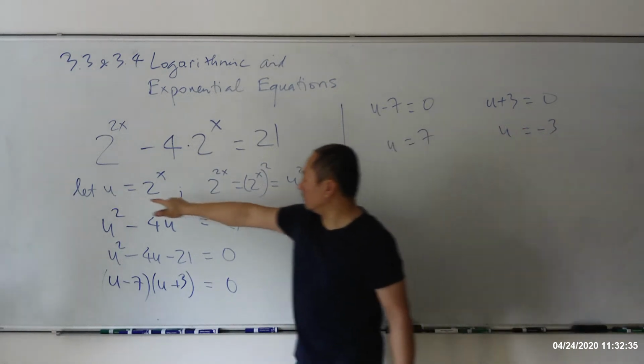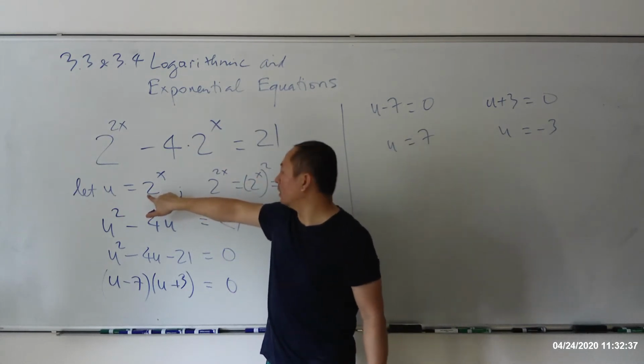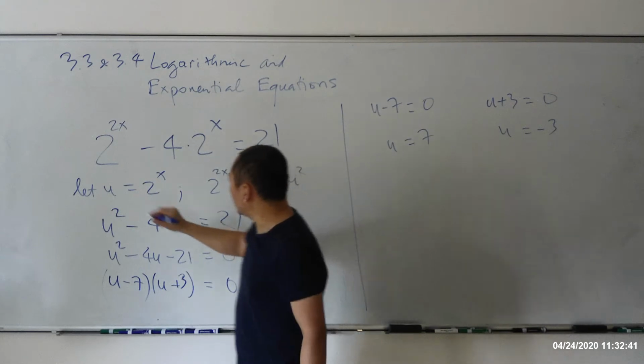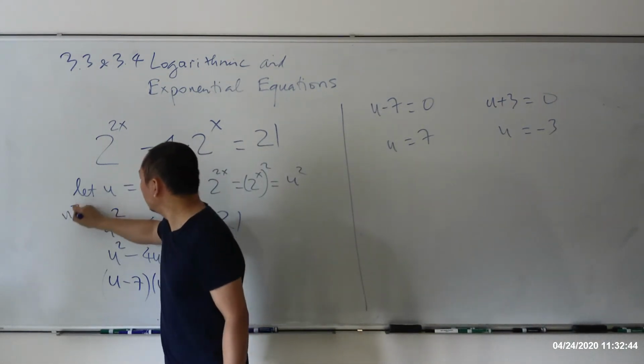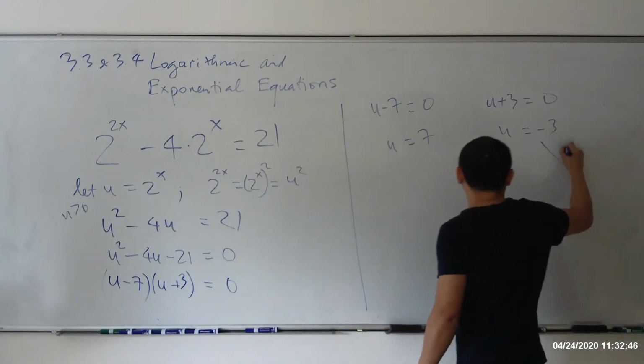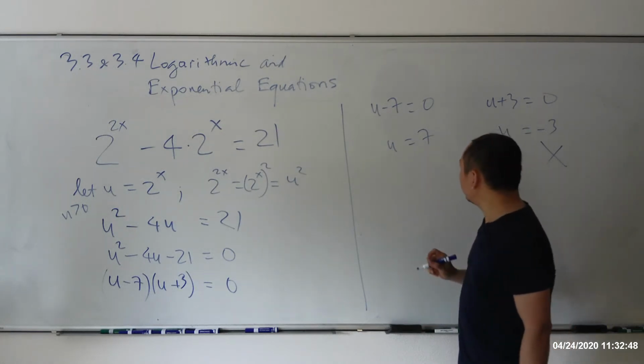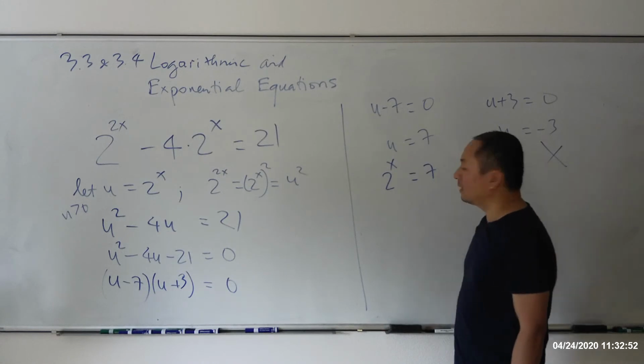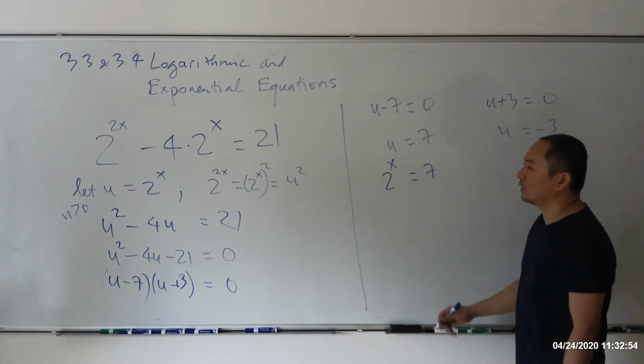Now, take a look. You let u equal 2 to the x. This will always be a positive number. So u will always be a positive number. This one won't work. This one is okay. So u equals 7 is okay. So 2 to the x equal to 7. Now you have to solve for x, because u is just a substitute.